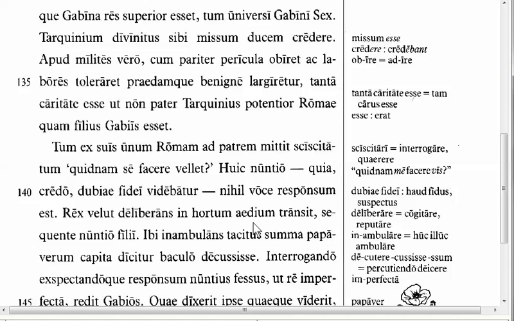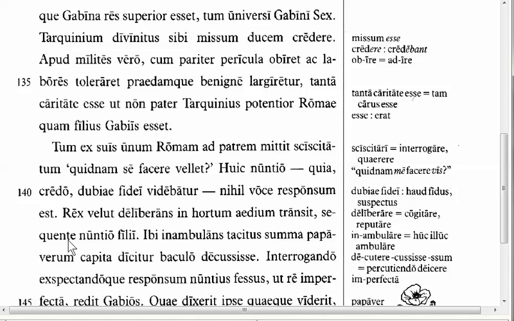Here we have an ablative absolute, sequente nuntio, with the messenger following him. Sequente, remember, comes from sequor, sequi. This is a deponent verb. But deponent verbs, when they become a present participle, have an active form, as you have here with the messenger of the son following him. They actually do have the present active endings. Here it's -ente, the ablative.